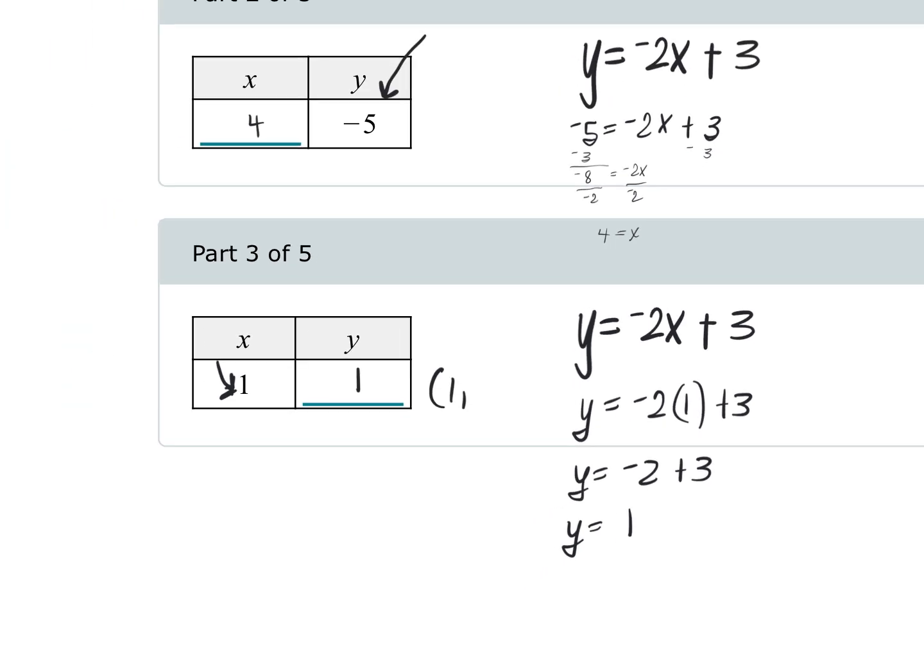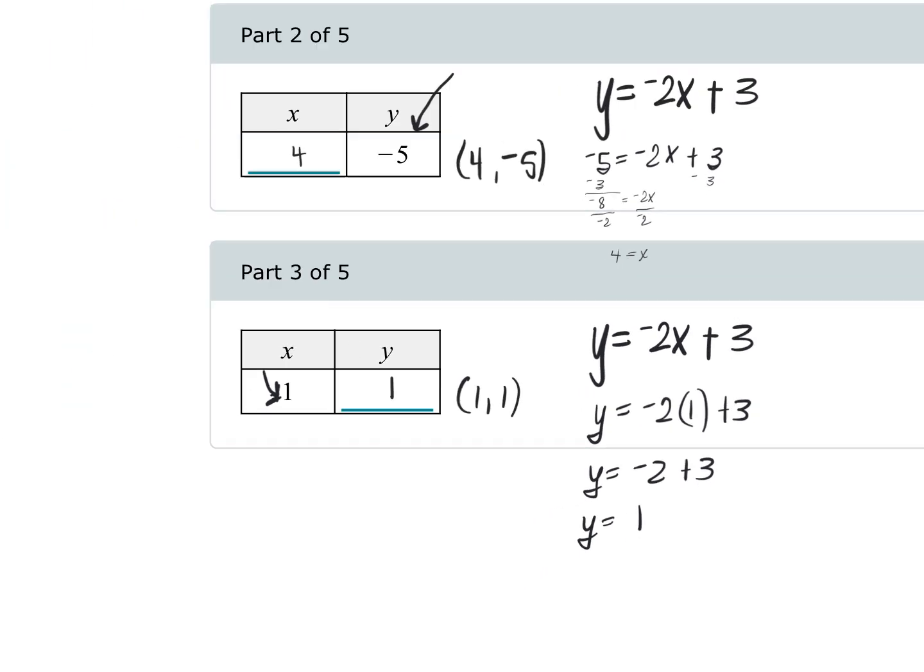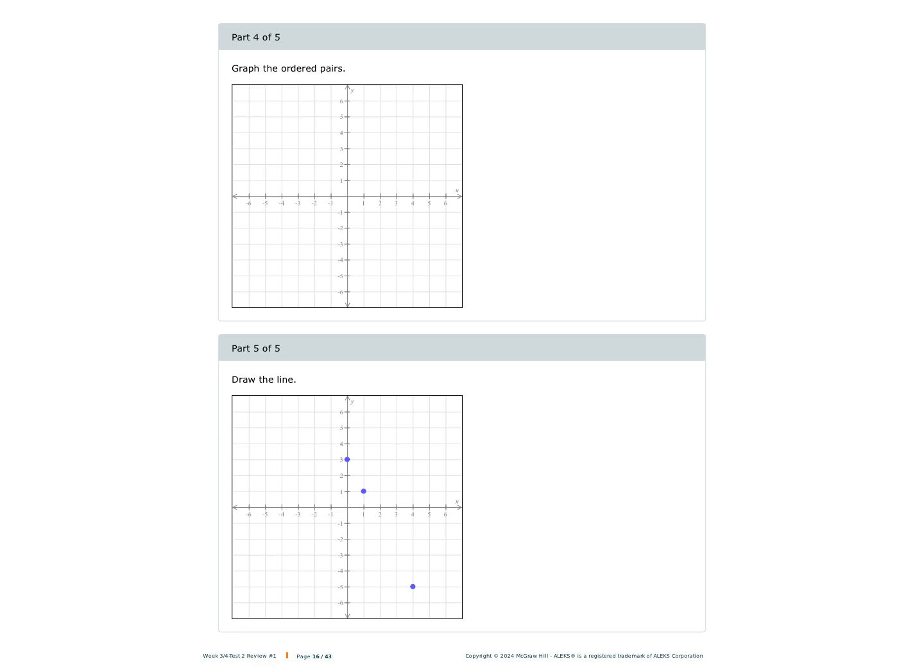And again, these are all coordinates: (1, 1), (4, negative 5), and the first one is (0, 3). I guess it did want you to, for parts 1 and 5, graph it. I said that it didn't, but it does. And part 4 is to plot the points, but they've already got the points plotted for me on part 5. It won't be that way on your test. It's going to actually make you plot the points before you can see any. But those points were (0, 3), (1, 1), and (4, negative 5). And then you'll just draw the line to connect the dots.